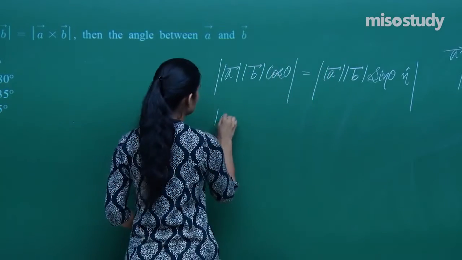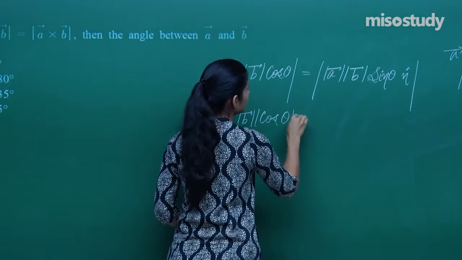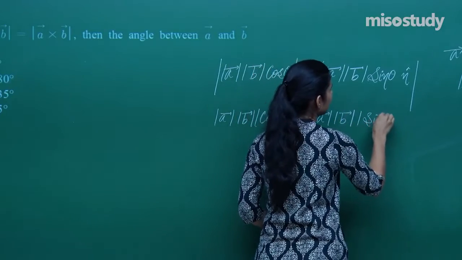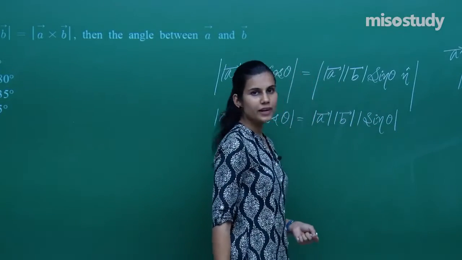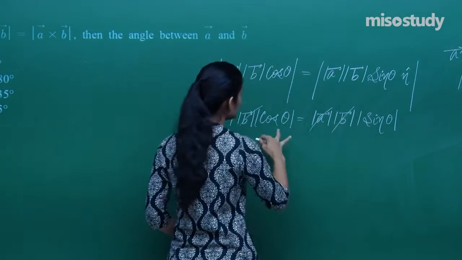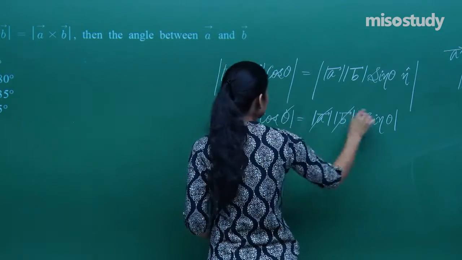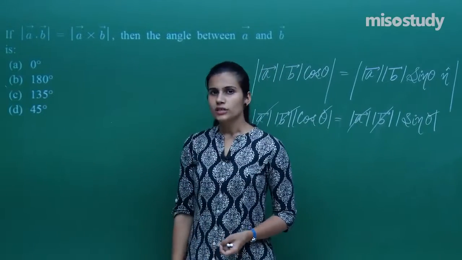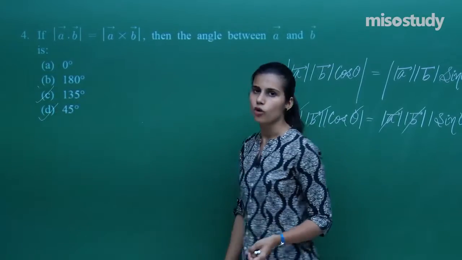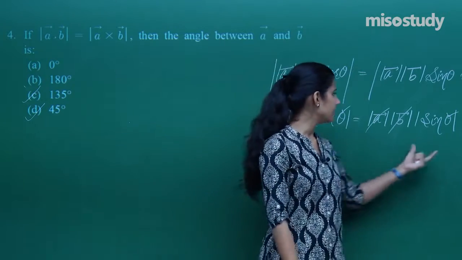So from here you get magnitude of A, magnitude of B, magnitude of cos theta equals magnitude of A, magnitude of B, magnitude of sin theta into magnitude of n cap, which is 1, it's a unit vector. Now obviously this means mod of cos theta equals mod of sin theta. Angle between A and B means what is theta? If mod of cos theta equals mod of sin theta, theta can assume either 45 or 135. Only these two values.